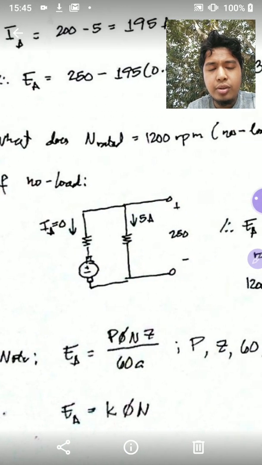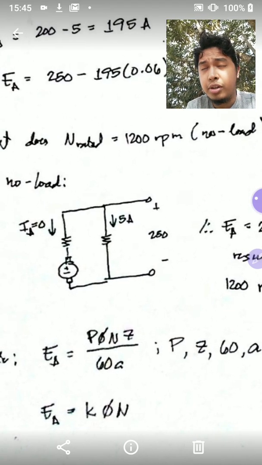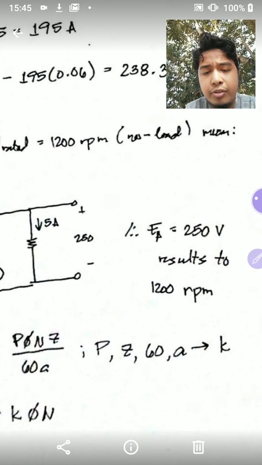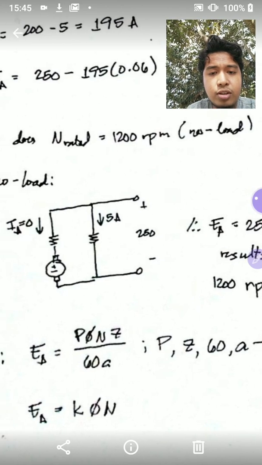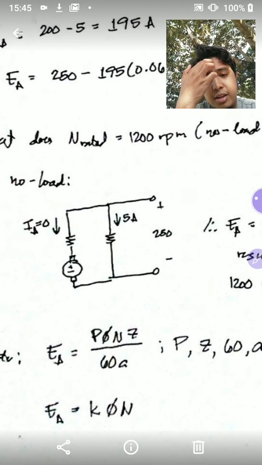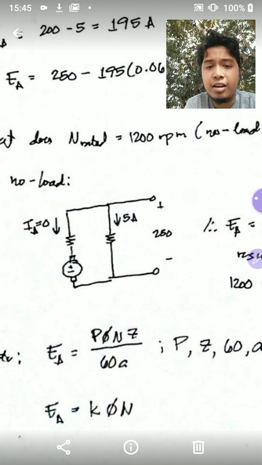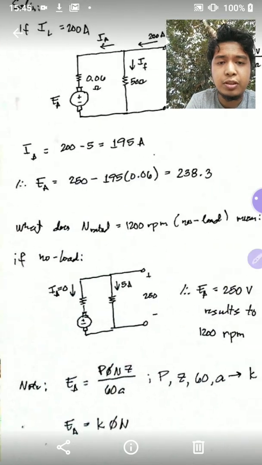Now take note that the voltage induced at the armature is equal to ZPφω over 60A, where the poles, number of conductors, 60 and A are constant. So instead of using ZP over 60A, we can just make those constants K, and then relate EA to the magnetic flux and the speed of rotation.